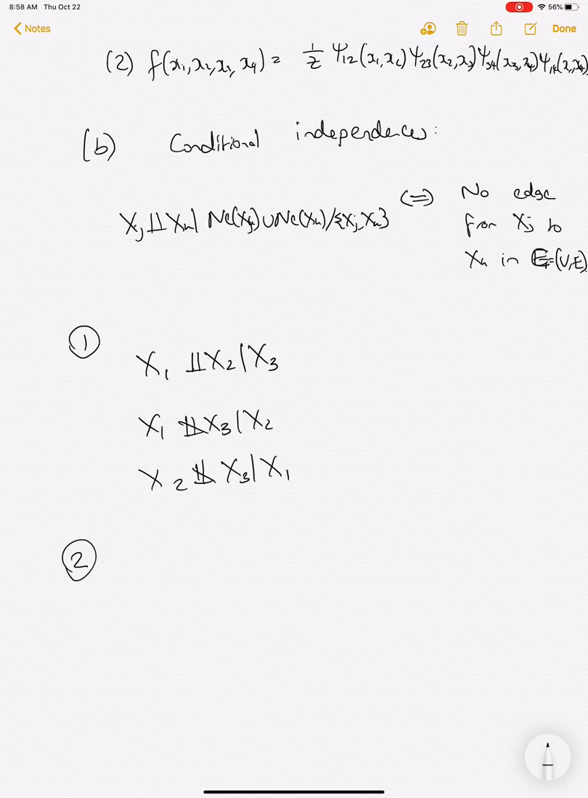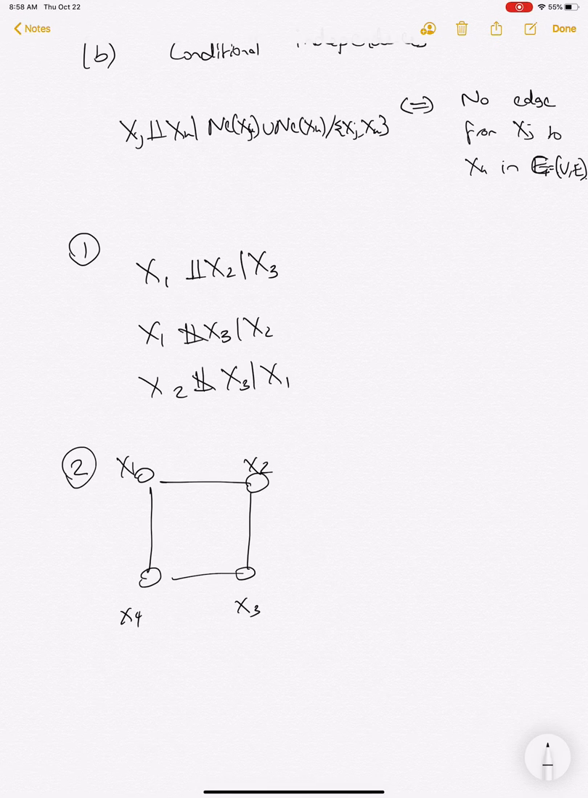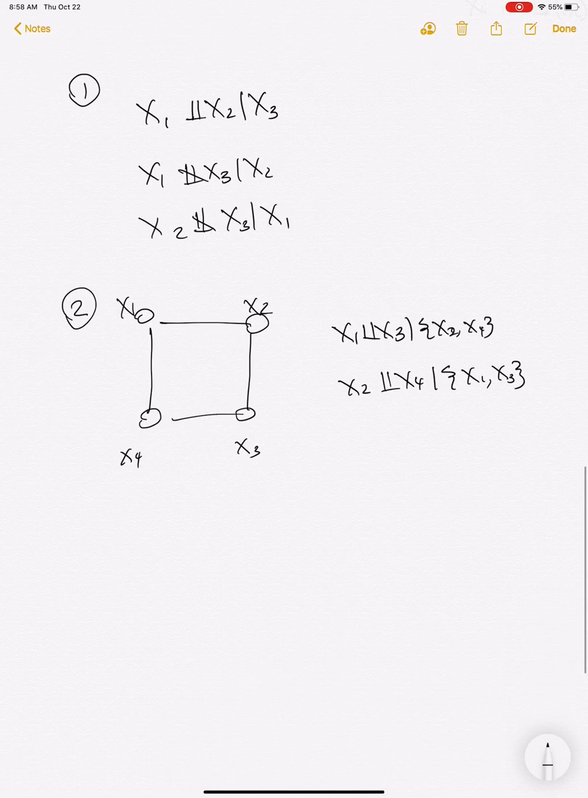And similarly for the second graph, which I'll just draw here. We did this in the previous lecture, so I'm only going to list the conditional independences that we have here. We have that x1 is independent of x3 given x2 and x4, and then we have that x2 is independent of x4 given x1 and x3.